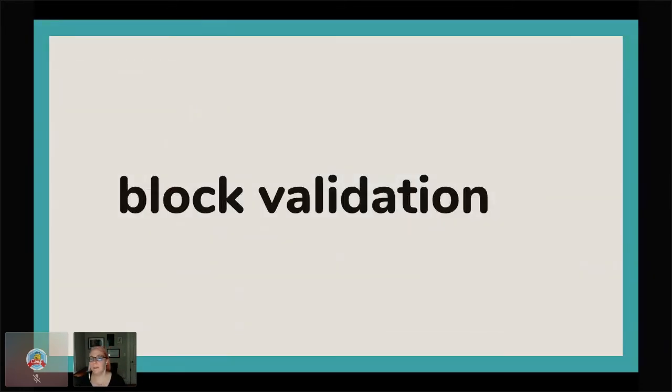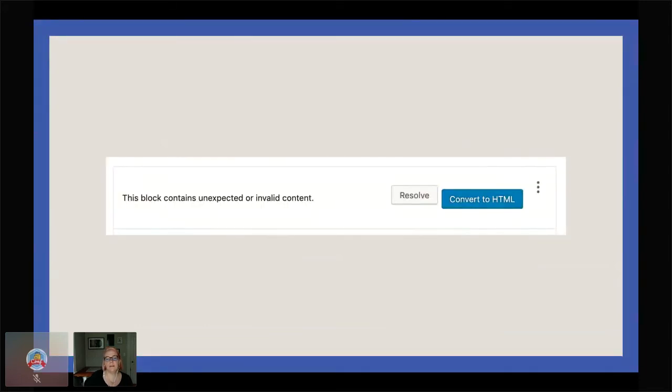All right. So now we'll talk about block validation, because every user's favorite thing in the world is to see this block contains unexpected or invalid content. So how does this happen, and how can we prevent this from happening?